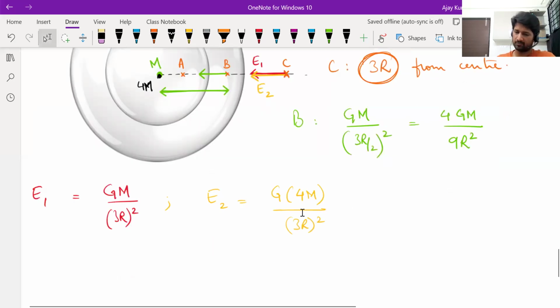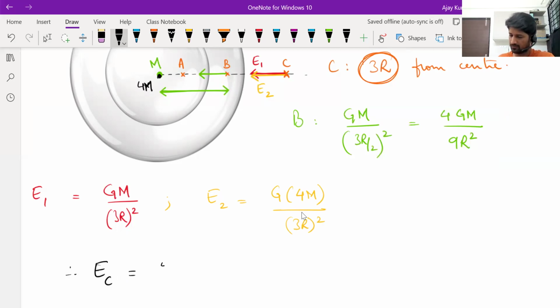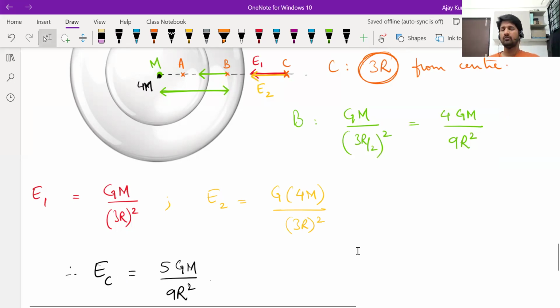You just have to add them. Therefore, net field at the point C will be the sum of these two. 1 plus 4, 5GM by 9r square. Okay, so if there are multiple spheres or rings or multiple point masses, combinations of these, this is how you deal with it. You have to find out the field produced by each object separately. And then for the net field, you have to add them as vectors. That's all.